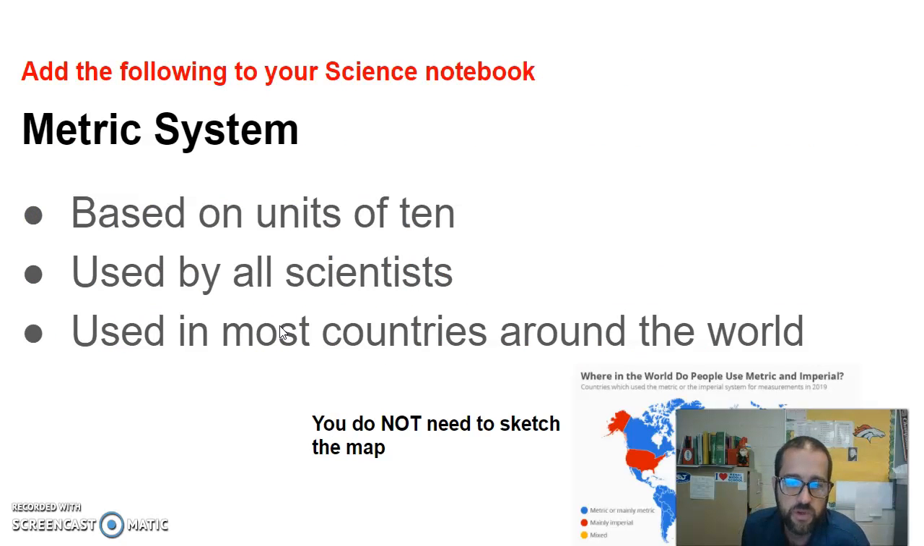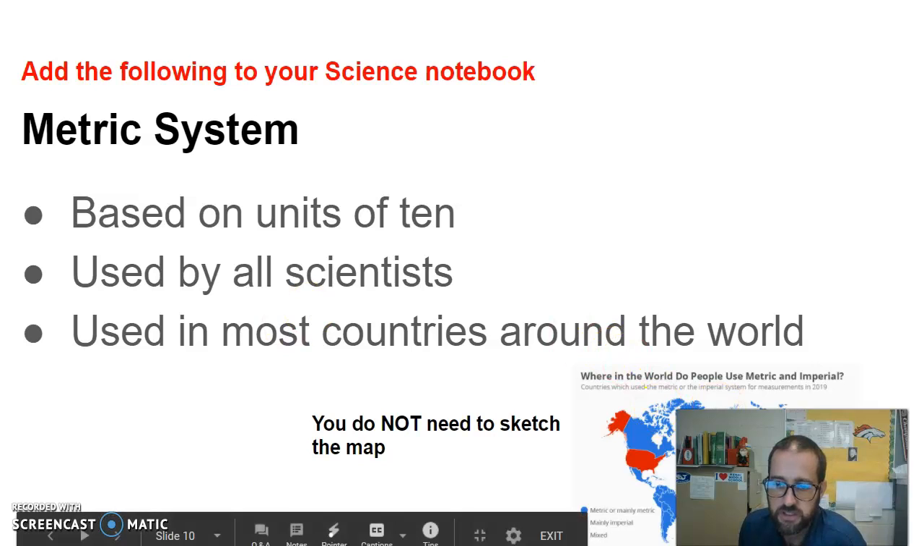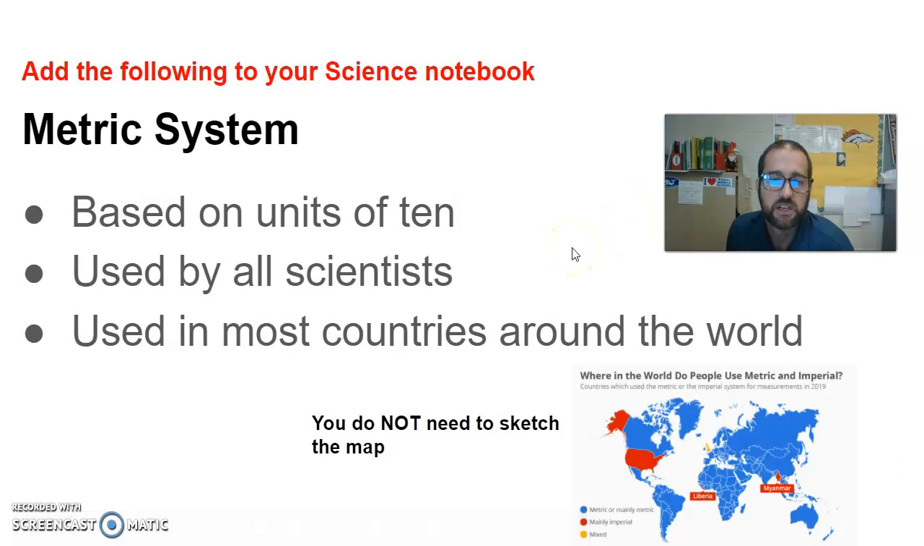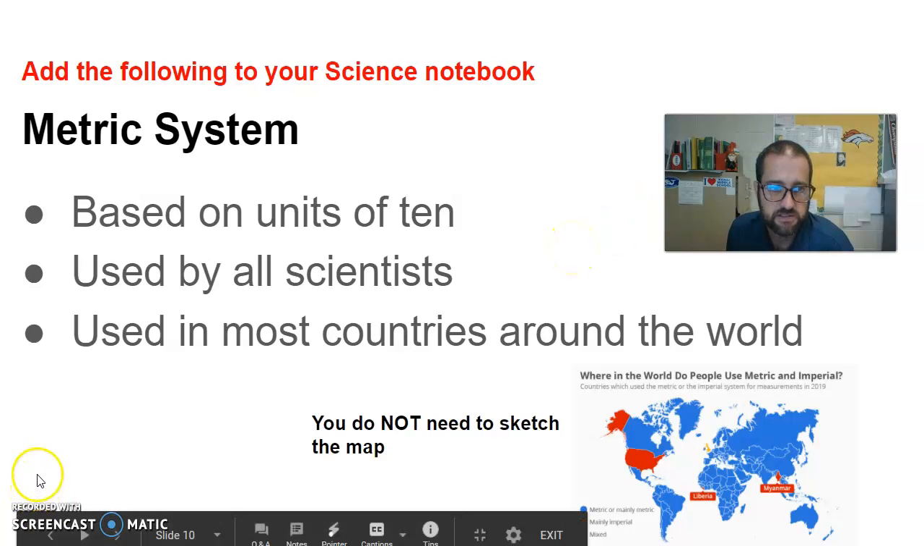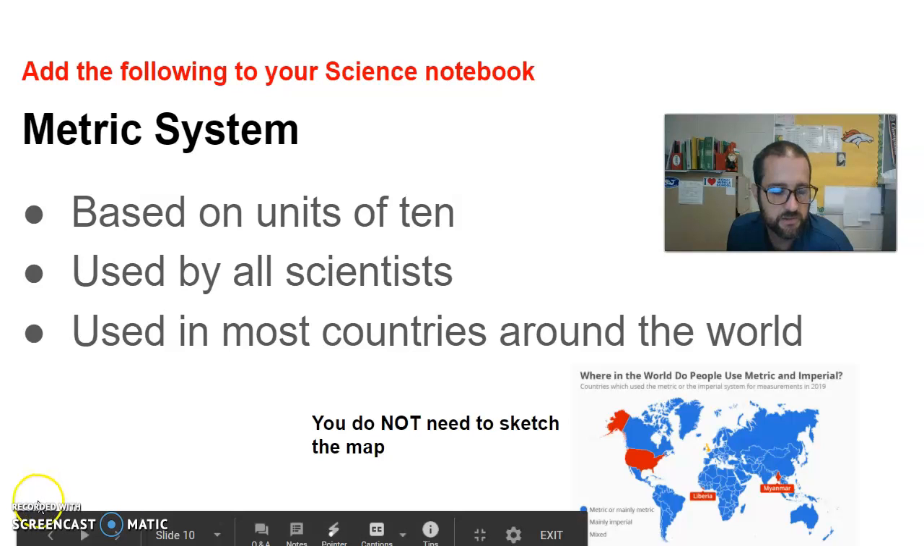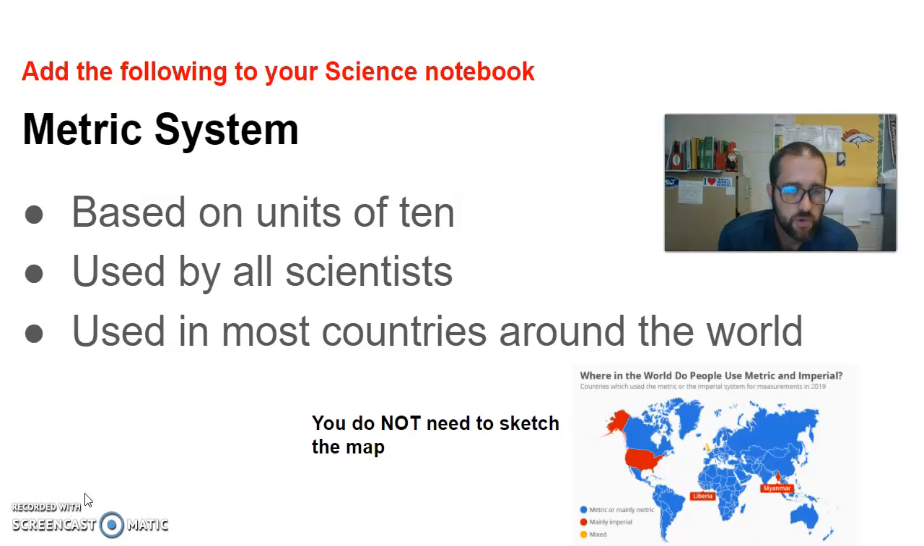Okay, so now we are getting some things in our science notebook. I'm going to hit pause. We'll give you 45 seconds or so to get this down. Okay, so you want to title this metric system. And a couple of points, and these aren't all of them, but we're trying to keep things nice and easy here in the beginning.